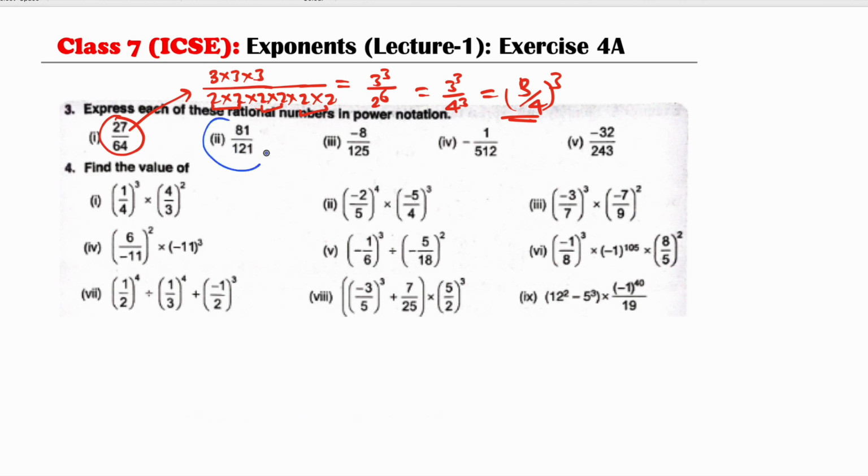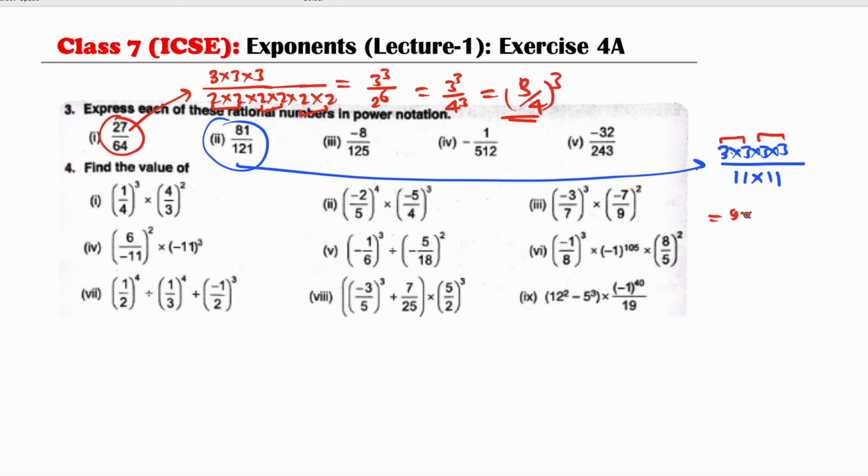Similarly, we can write this. What we do here? This is 3 into 3 into 3 into 3. These are the factors, and this is 11 into 11. So in the denominator we are getting twice. So here we merge these 2. So this is 9 into 9 upon 11 into 11. So this will be 9 upon 11 to the power 2.